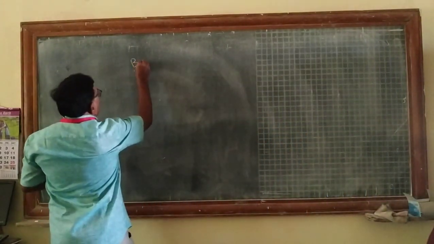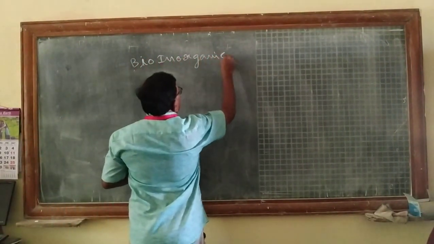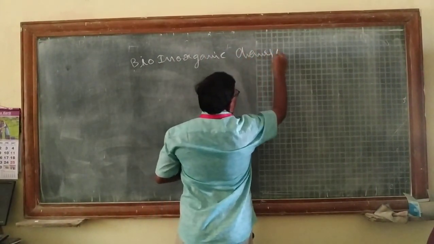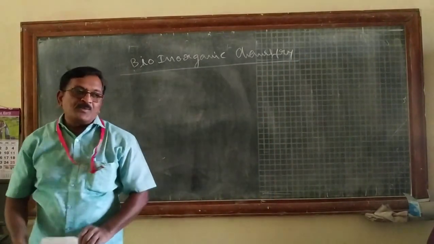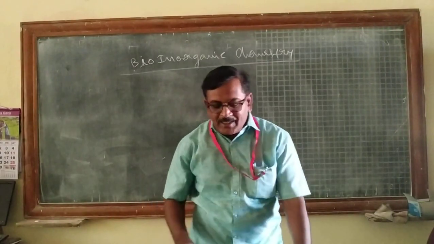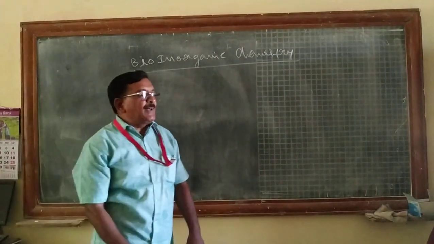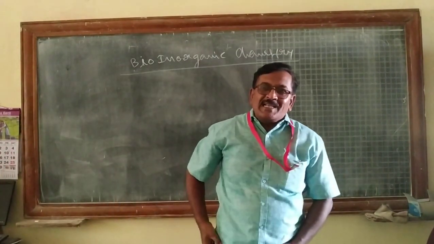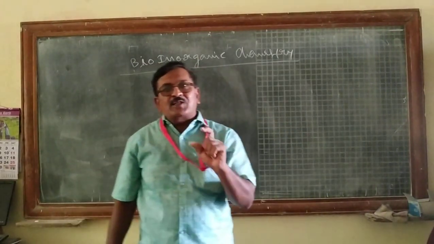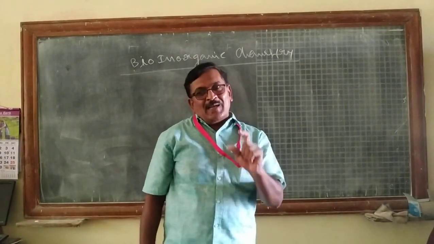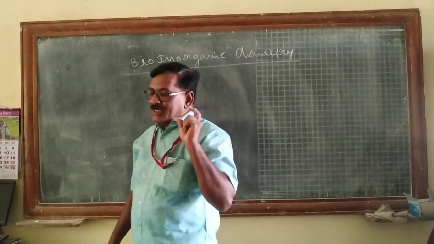The chapter heading is bio-inorganic chemistry. So what is bio-inorganic chemistry? As I have told already, it contains some metals like iron, cobalt, nickel, then sodium, potassium, magnesium, calcium. For example, to grow the bones, calcium and magnesium play a very important role, and at the same time iron plays a very important role for the red blood cells.